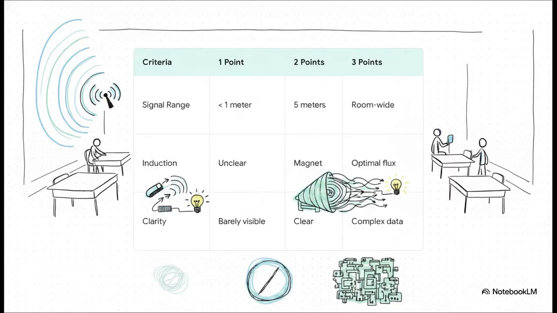To help you target your designs, here's the rubric you'll be evaluated on. To reach that top-tier exemplary 3-point mark, your signal range needs to work completely across the classroom, not just up close on a desk. For your use of induction, you can't just randomly wiggle a magnet around. You need a clear mechanism that actively optimizes that magnetic flux change. Think back to our sail. How are you going to catch the absolute most wind? And for message clarity, a 3-point design won't just turn a light on and off randomly. It will successfully transmit complex data or clear intentional patterns.